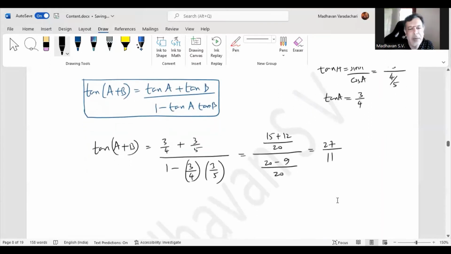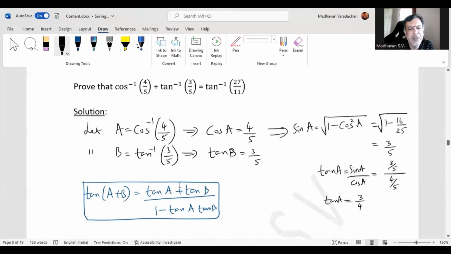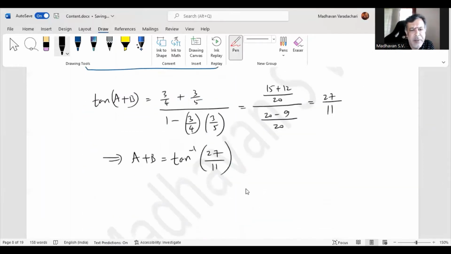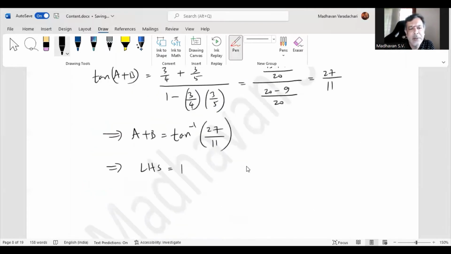That means A plus B is tan inverse of 27 by 11. Already we assumed this A plus B is nothing but cos inverse of 4 by 5 plus tan inverse of 3 by 5, which is nothing but our left-hand side of the given expression in the question. And tan inverse of 27 by 11 is your right-hand side. So hence we have proved. So we say hence proved.